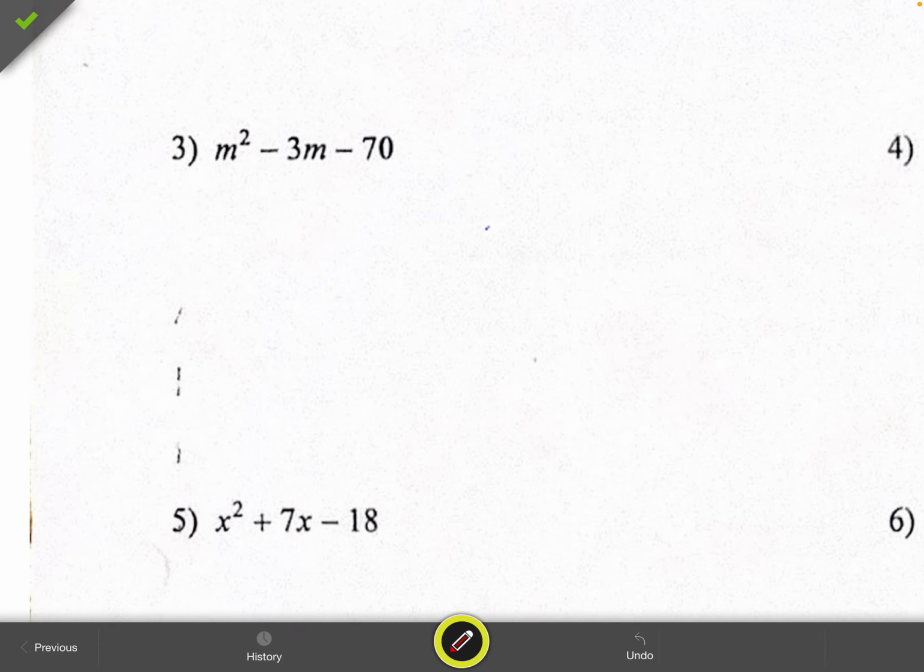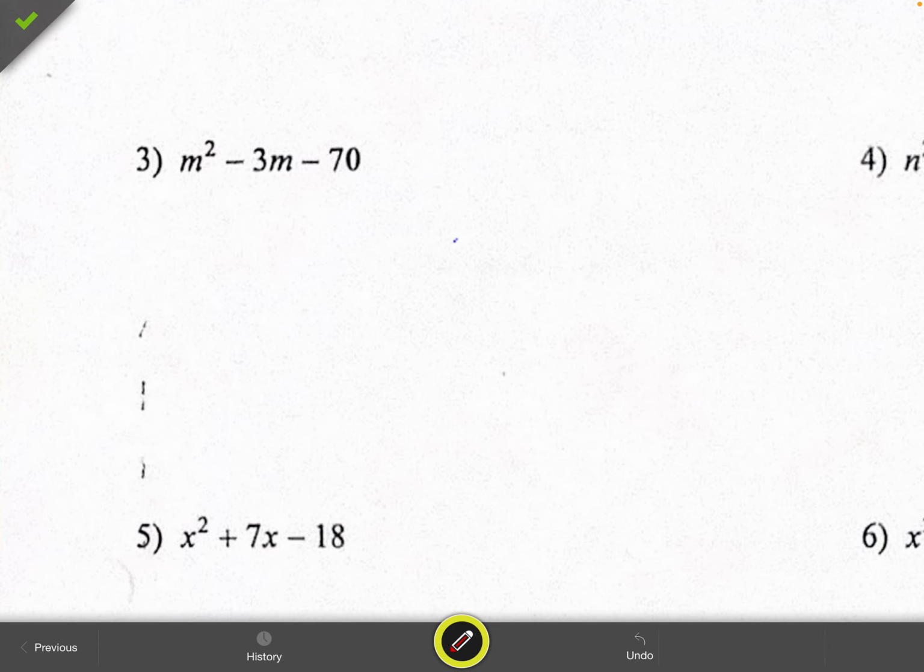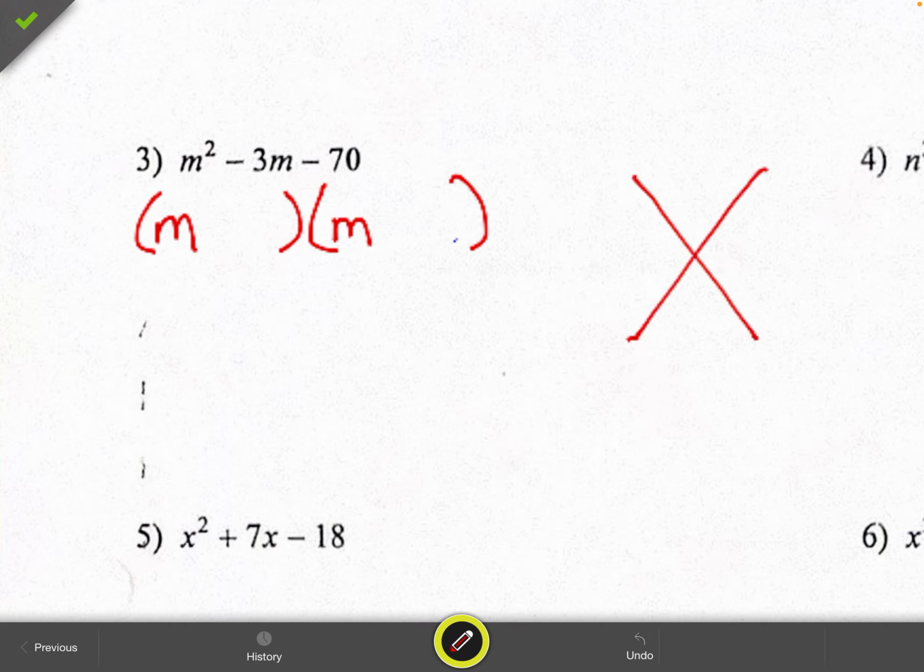All right, so let's look at number 3. Again, first step, write your parentheses. Now they've changed from X to M. Okay, who cares? M and M. Create my X puzzle. Factors of, remember it's your C, it's the number by itself, but don't forget to look in front. It actually has a negative. Factors of -70 that add up to, again, look at the number in front of the variable by itself, -3.